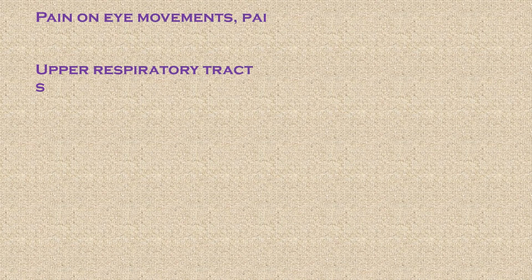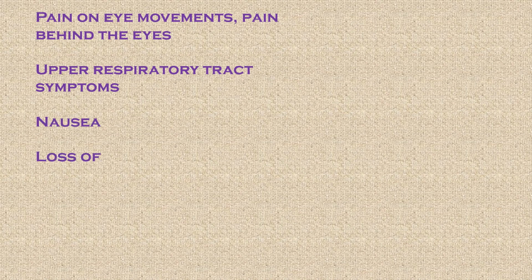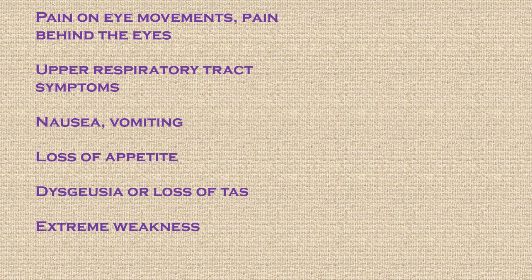Other symptoms include pain on eye movements or pain behind the eyes, called retroorbital pain, or you may also experience increased watering from the eyes. There may also be upper respiratory tract symptoms such as cold, coryza, sinusitis, etc. You may also have nausea, vomiting, loss of appetite, dysgeusia, which is a taste dysfunction where you only have sour, bitter, or metallic taste in the mouth, or there may be complete loss of taste. You may also experience extreme weakness and generalized lymphadenopathy, which is a generalized enlargement of lymph nodes in the body.